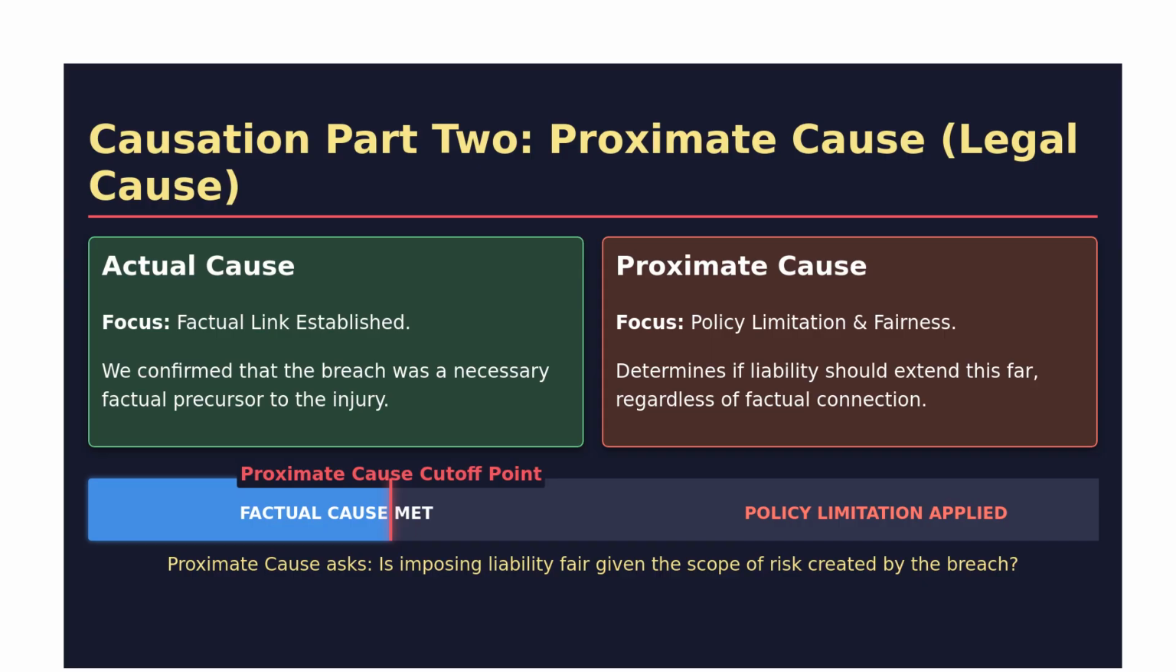The law recognizes that even if a defendant factually caused the harm, holding them liable for every single resulting consequence, no matter how remote or bizarre, would be unfair and impose an unreasonable burden. Therefore, proximate cause acts as a necessary cutoff point.